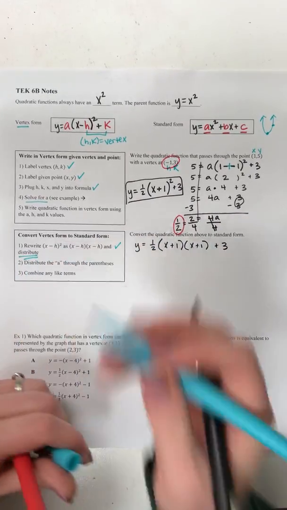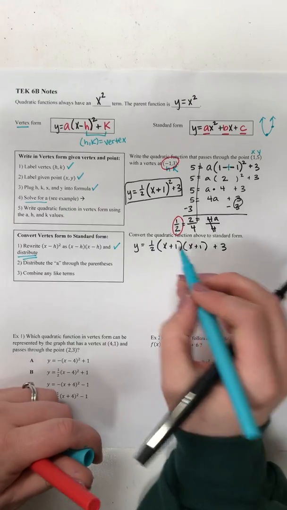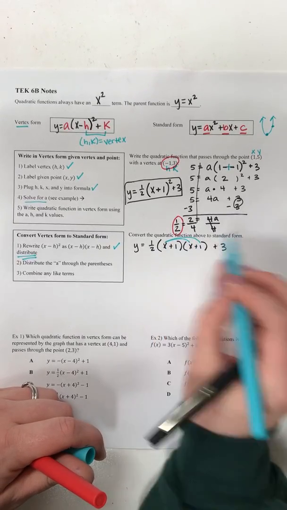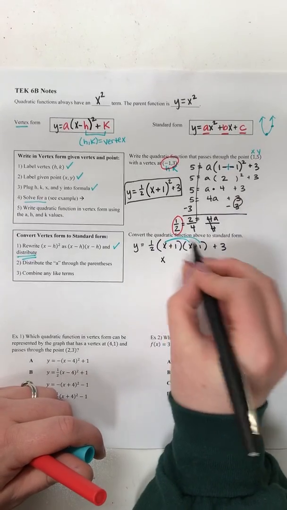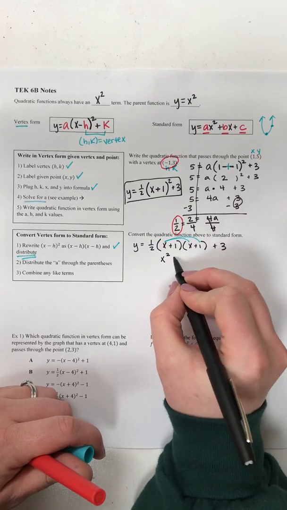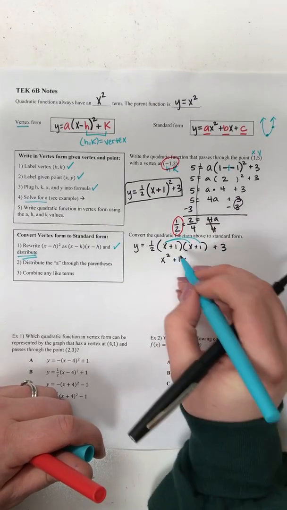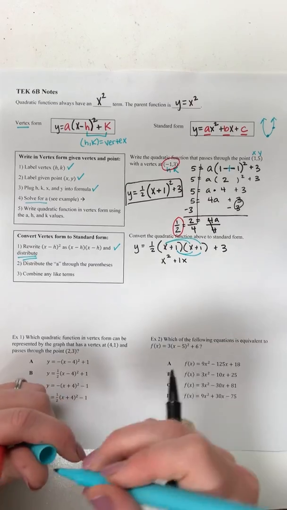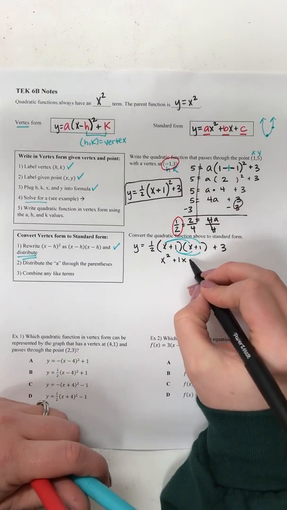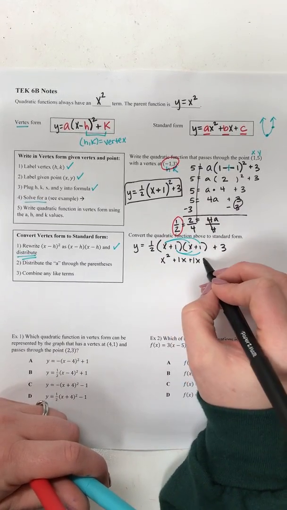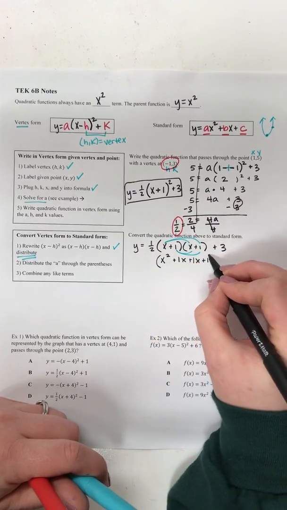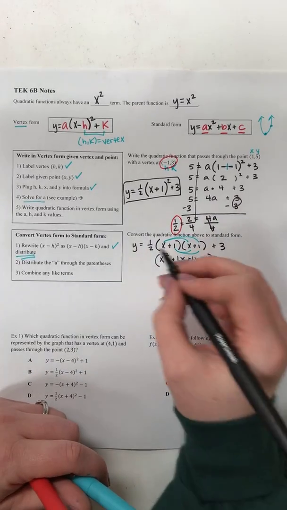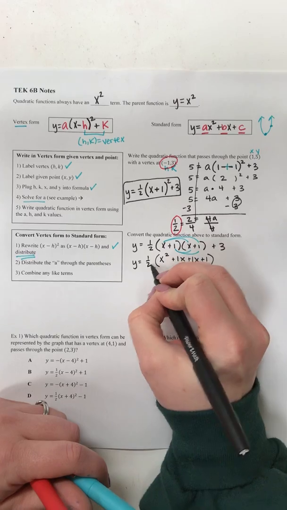Now it says distribute. So that means we're going to do x times 1. Start there. So x times x would be x squared. X times 1 would be 1x. Then you're going to do 1 times x and 1 times 1. So 1 times x would be still 1x. 1 times 1 would be 1. And all of that is still what we have in parentheses. So I'm just going to carry everything else down.